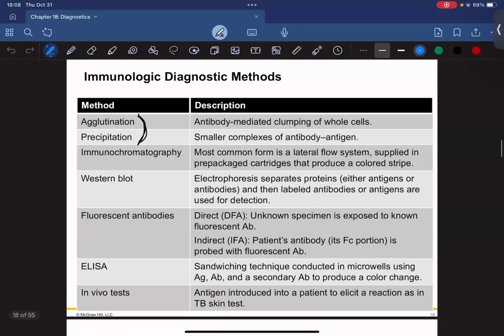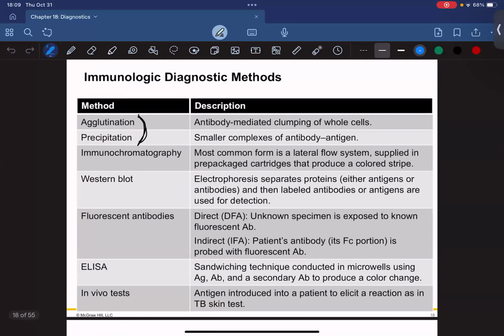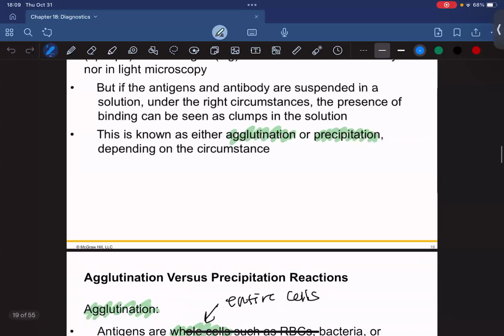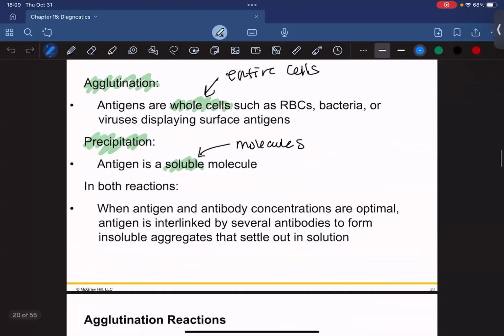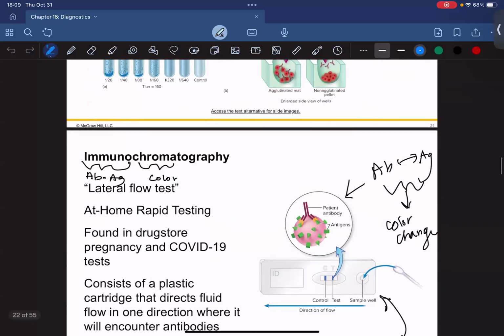All you need to know is that precipitation or agglutination tests are looking at antibody-antigen interactions. With precipitation, it's soluble, so it's not the whole cells, just parts, right? And agglutination is whole cells. That's all you need to know, okay? So this is all these slides are talking about, just so you're aware of what you're missing here.